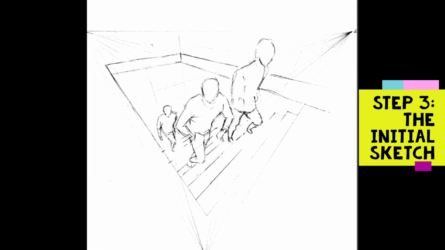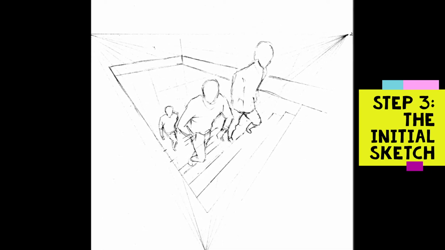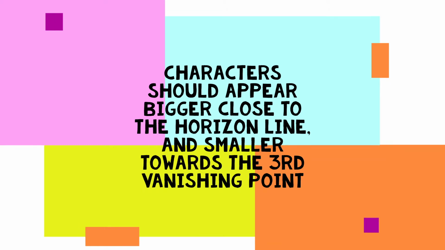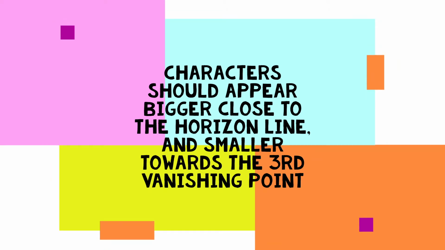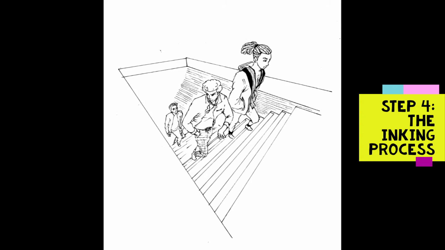Step 3. The initial sketch. This is just a rough sketch of the character's general shape and position in the setting. This is done with keeping the perspective lines as a guide the whole time. Notice how the characters appear larger towards the horizon line and smaller as they get closer to the third vanishing point.